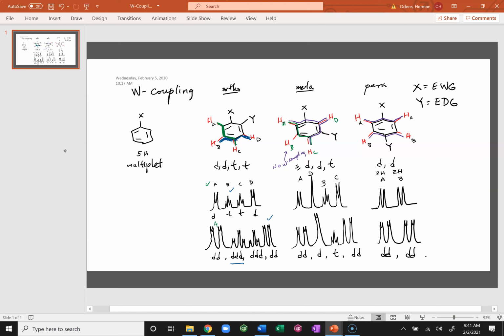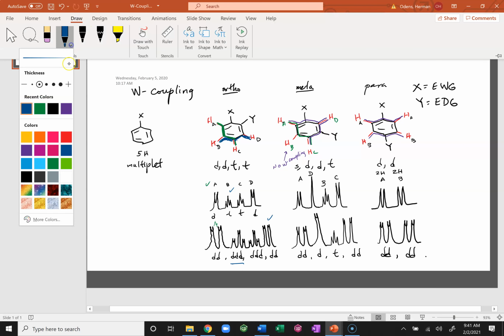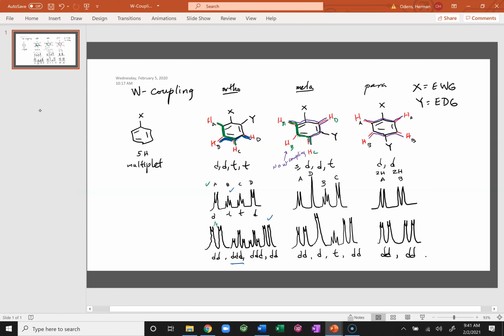So this is interesting because not all of them will have W couplings. All right, check this out. For proton A, HA will have a W coupling with C. So A has one neighbor, so it's a doublet. In reality, you will see it as a doublet of doublets. It'll be this signal.